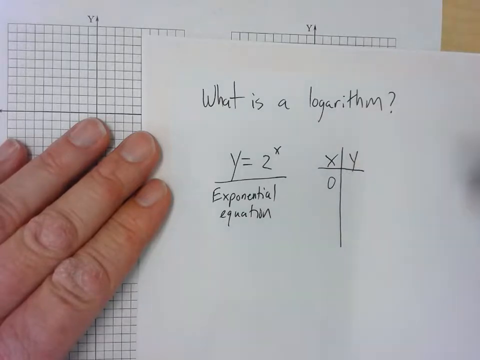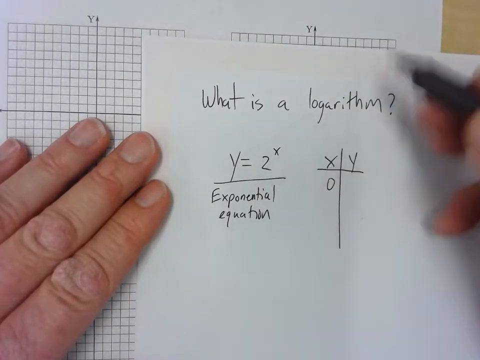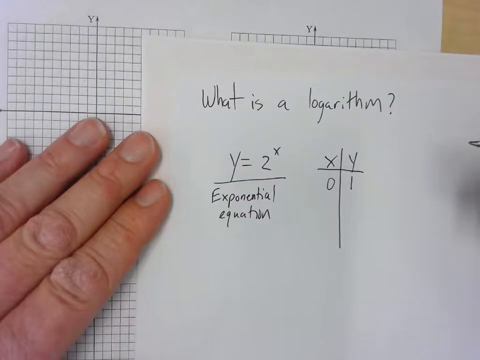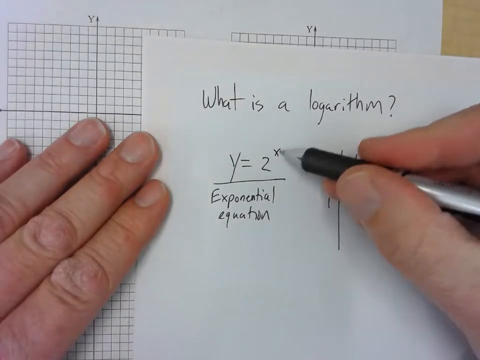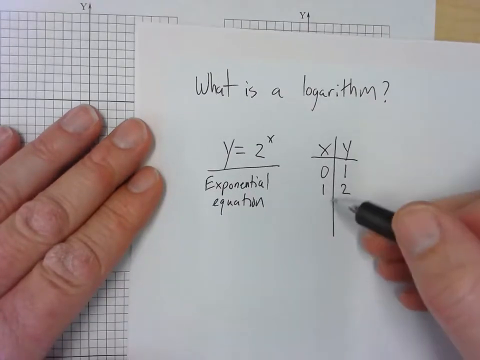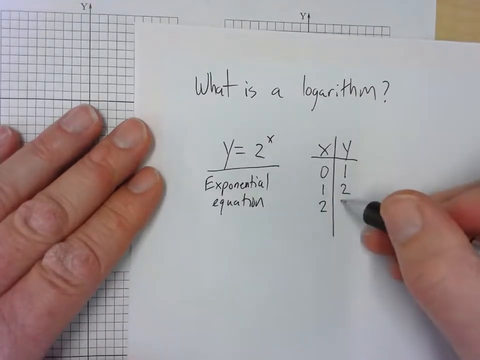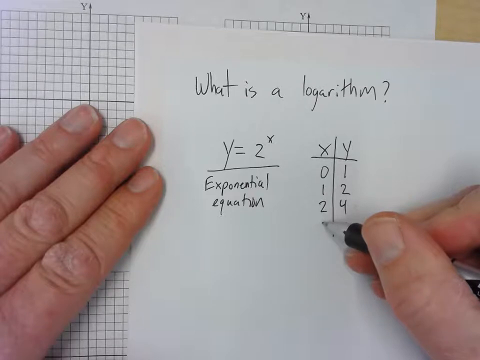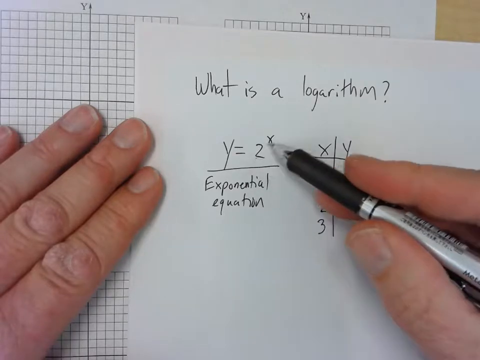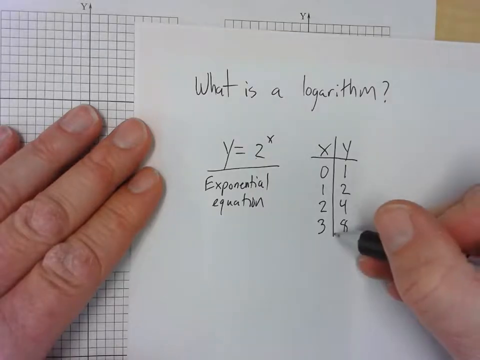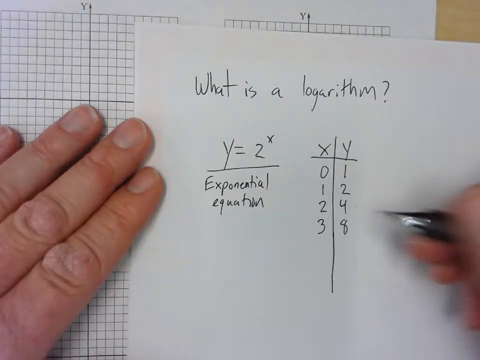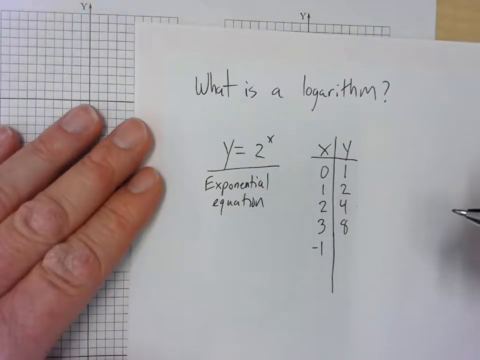And 0. Awesome. 2 to the 0 power is 1. Anything to the 0 power is 1. 2 to the first power is 2, so I'm putting 1 in there, 2 to the first. And then 2 to the second is 4. And then 2 to the third power is 8 because it's 2 times 2 times 2.